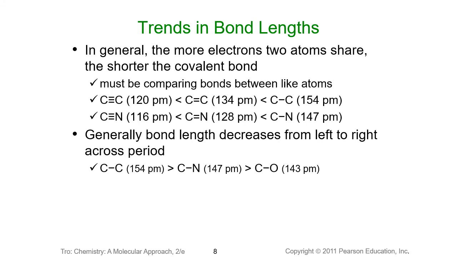In general, our bond length decreases from left to right. As our atoms get smaller, our bond length also gets smaller. Again, we have to compare between similar elements. In this case, you'll notice we have carbon in each one of our bonds, and our carbon-carbon bond is longer than our carbon-oxygen bond because oxygen is further to the right.